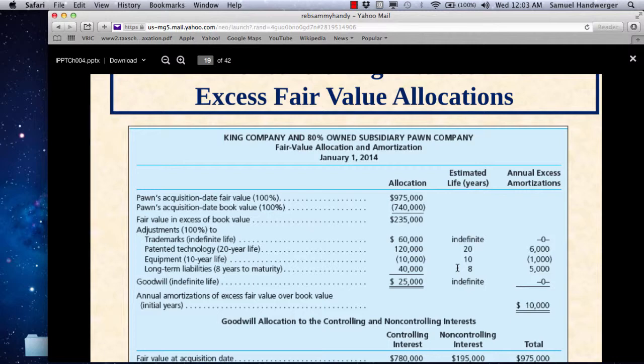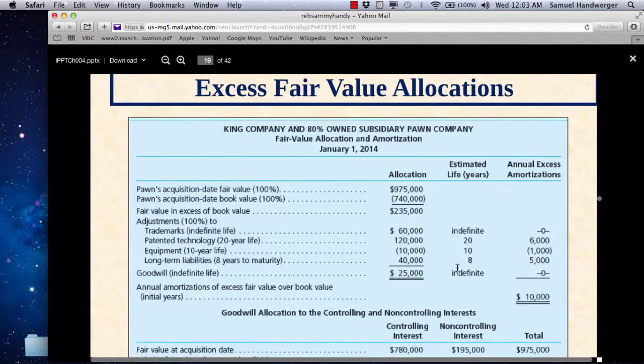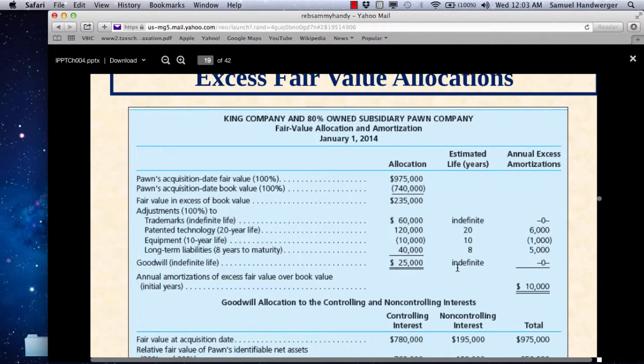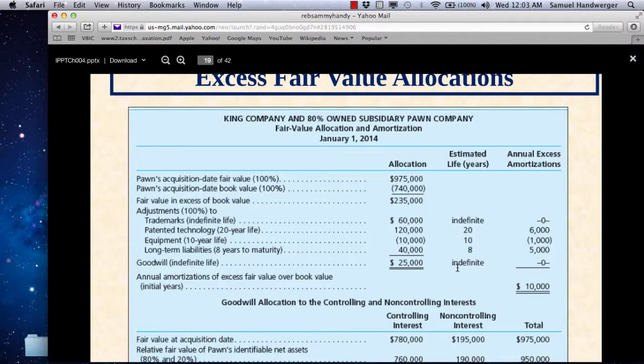So the upshot here is that we now know that the goodwill for the total 100% of the company is $25,000, and we now know how much to amortize the excess between the technology and the equipment and the liabilities. Notice that the trademark has an indefinite life, so there is no amortization there.